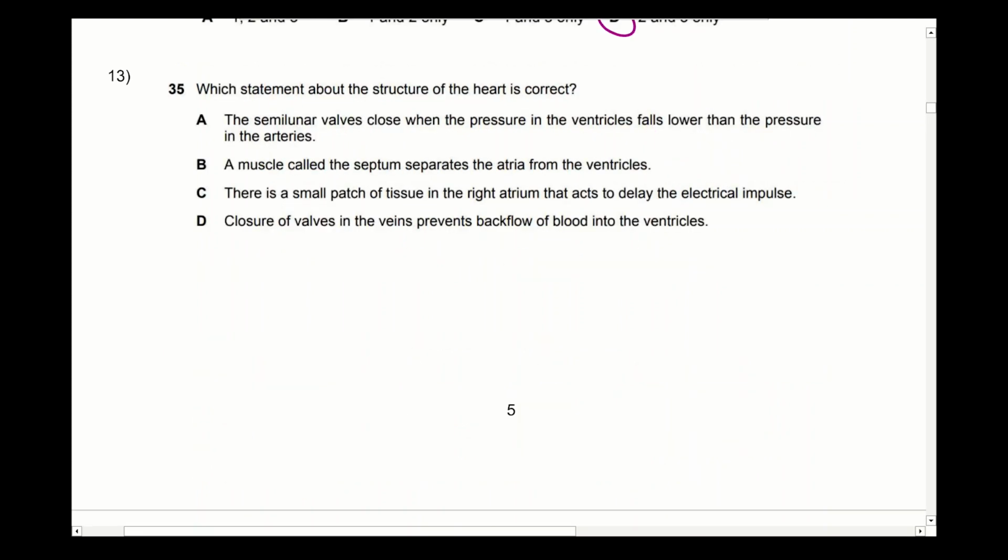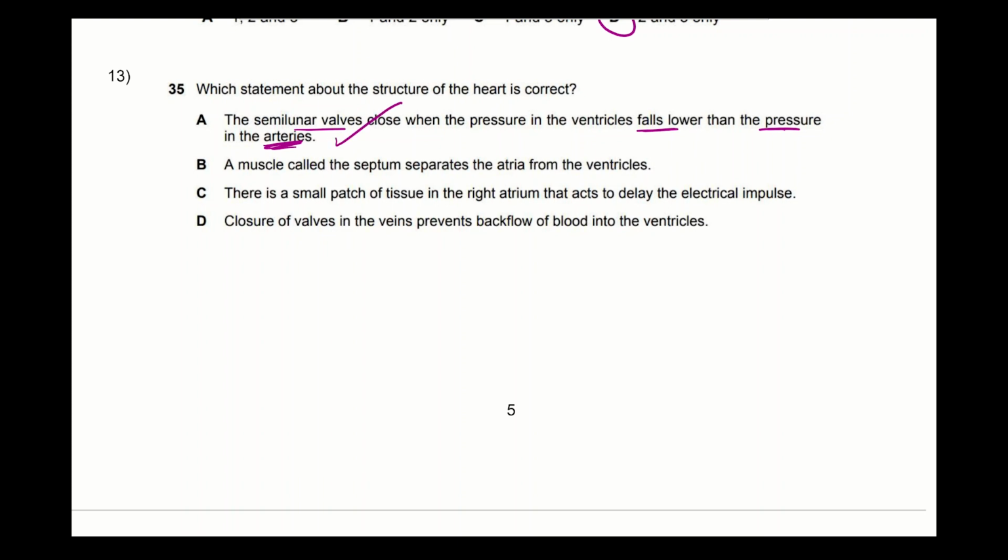Question number 13. Which statement about the structure of the heart is correct? A. The semilunar valves close when the pressure in the ventricle falls lower than the pressure in the arteries. This is correct because in atrial systole or in diastole the pressure in the ventricle is lower. Therefore, it is not enough to push the semilunar valves open. The semilunar valves, for those who don't know, are the valves between the ventricles and the arteries. Therefore, if the pressure in the ventricles is lower, it cannot push the semilunar valves open. Therefore, this is correct.